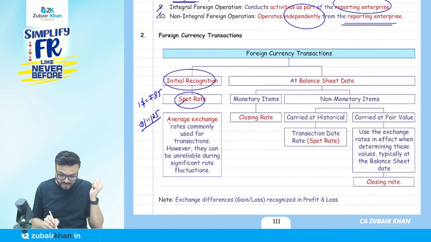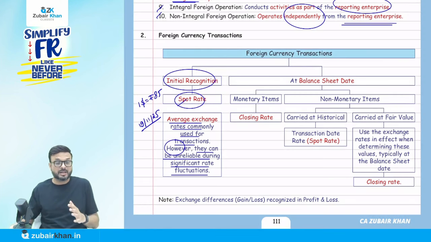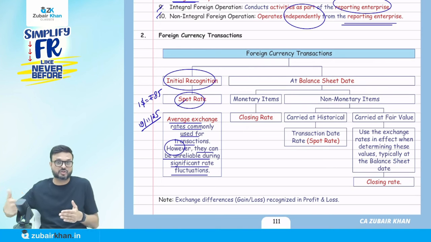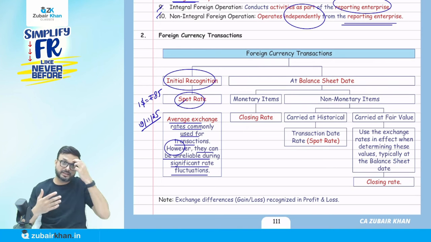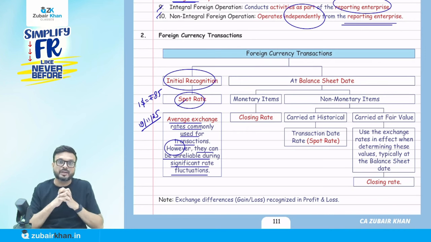But is it okay to record at the spot rate, or is it possible to use the average exchange rate, commonly used for transactions? However, they can be unreliable during significant rate fluctuation. They say yes, it is allowed to use the average rate, but if there is so much fluctuation, then you have to use the spot rate only. Spot rate means the rate on the date of transaction. Average rate is the average of that particular period. If there is not so much fluctuation, then it's okay to take an average rate. But if there is so much fluctuation in the exchange rate, then you have to take the spot rate only. So they will give you the spot rate; if they give the average rate, take that.